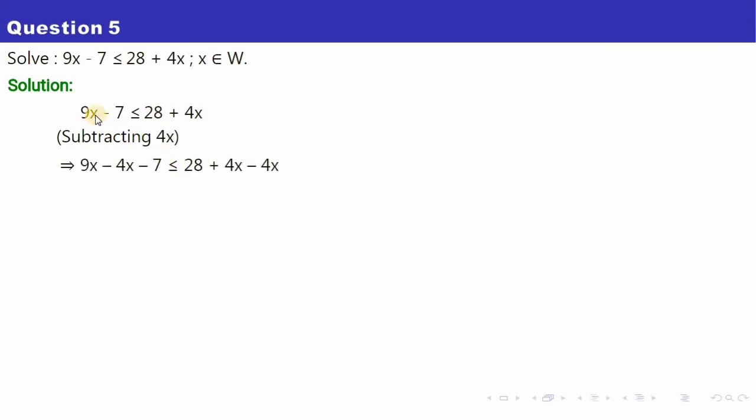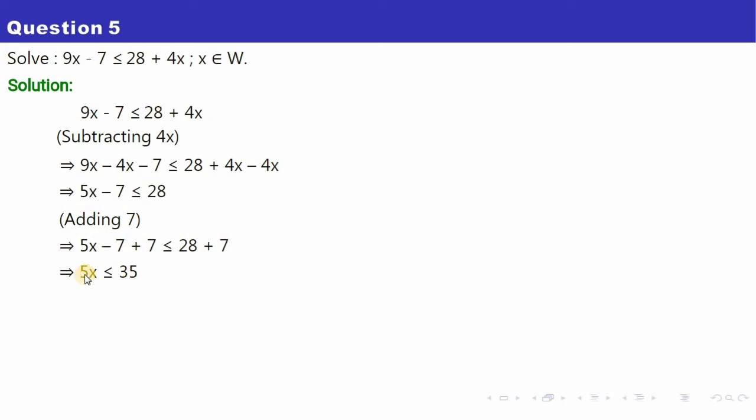So we have 9x minus 4x minus 7. 28 plus 4x is already there, so minus 4x, and these two get cancelled. So we have 9x minus 4x is 5x minus 7 is less than or equal to, so only 28 is left. Now I want to get rid of this minus 7, so I have to add plus 7. Again I'm adding a positive number, so there will be no change in the sign. Minus 7 plus 7 cancel, and here I have introduced plus 7. So we have 5x, and 28 plus 7 is 35.